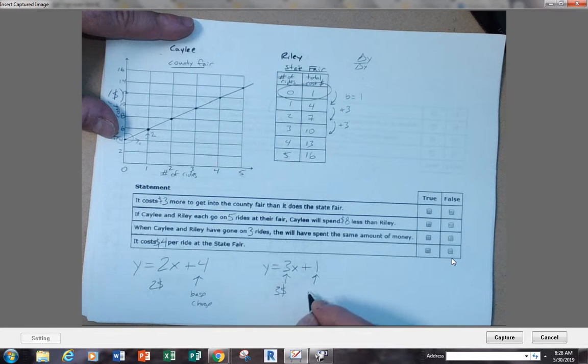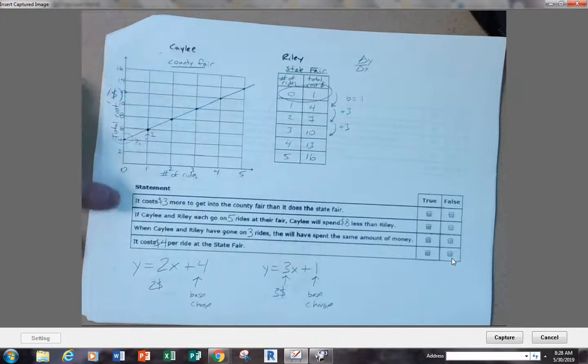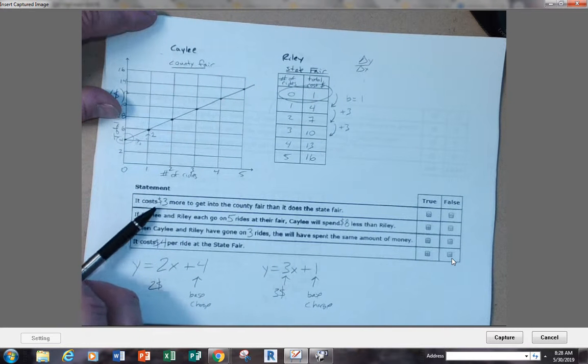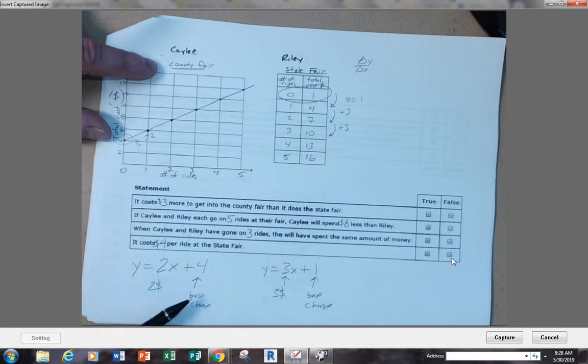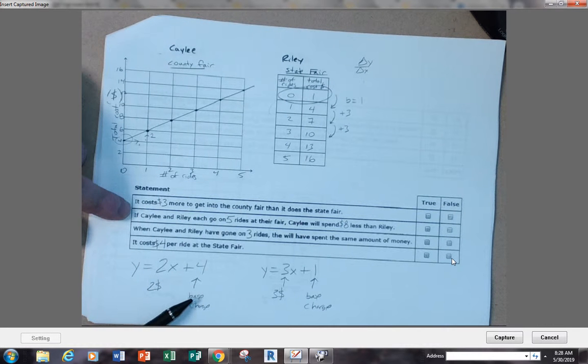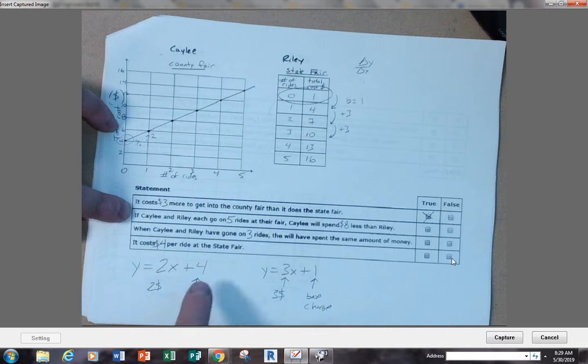This is her base charge, which for this problem is how much she's paying to get into the fair. So now I can answer the questions. It says it costs $3 more to get into the county fair than the state fair. County fair is $4, the state fair is $1. That is 3 more, so that is true. It's tricky there. You have to write the equations and then compare those two numbers. Yes, this is 3 more than that. It costs $3 more to get into the county fair than Riley's state fair.